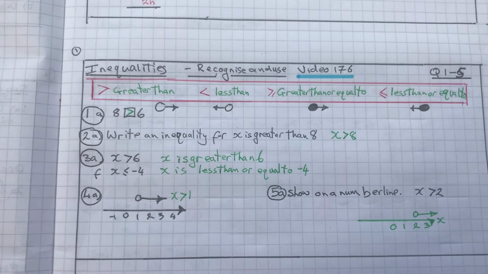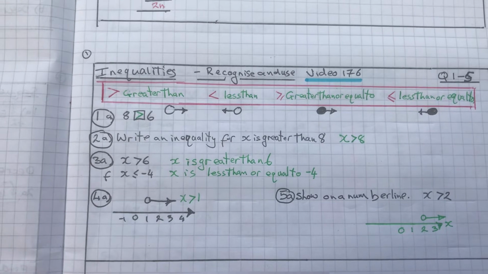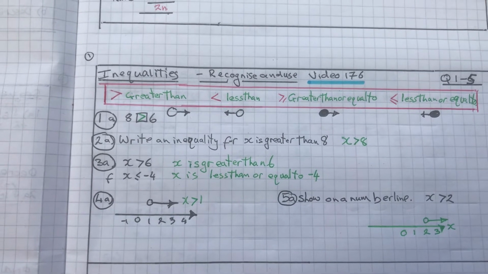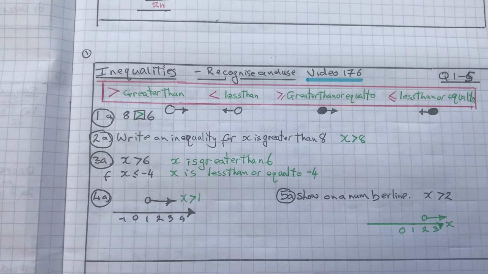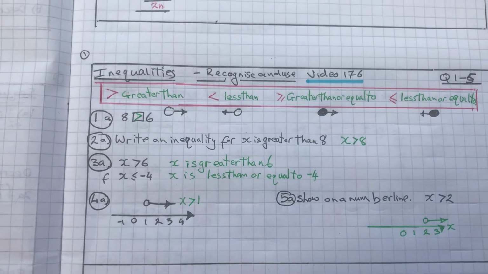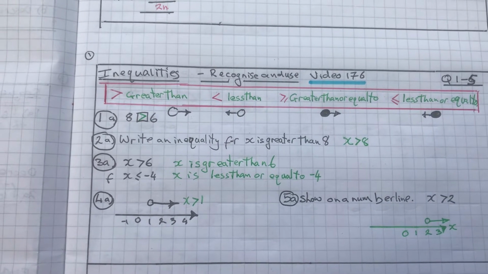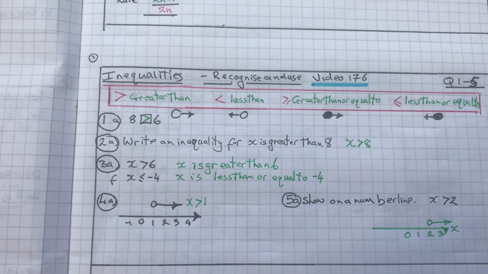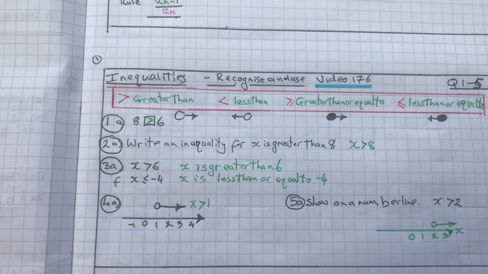If I look at 1a, 8 and 6, which sign should go in the middle there? Well, the answer is obviously greater than. If I look at 2a, how do I write an inequality for x is greater than 8? Well, that's nice and simple. I replace the words "is greater than" just with an arrow sign pointing to the right. X is greater than 8.